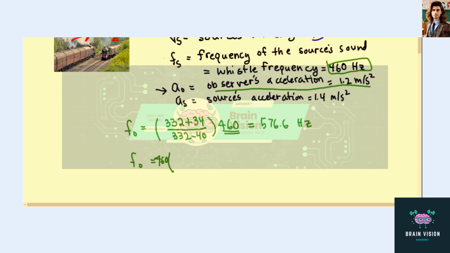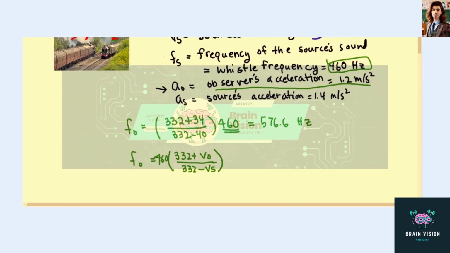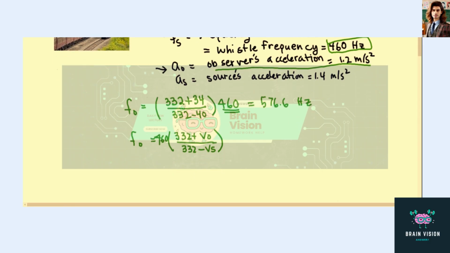So I'll put it right here. It's 332 plus our velocity, over 332 minus the source velocity. Both of those velocities are changing, and when I take the derivative of the velocity, I get the acceleration.